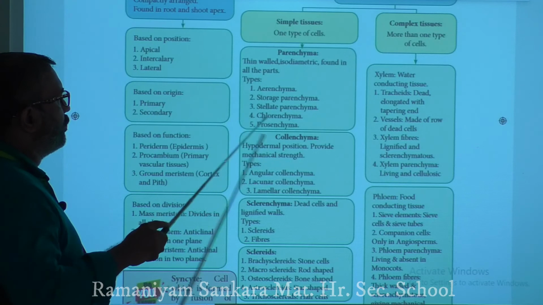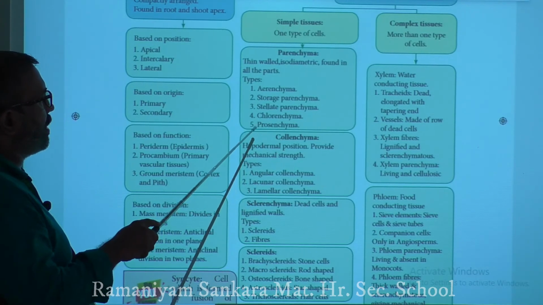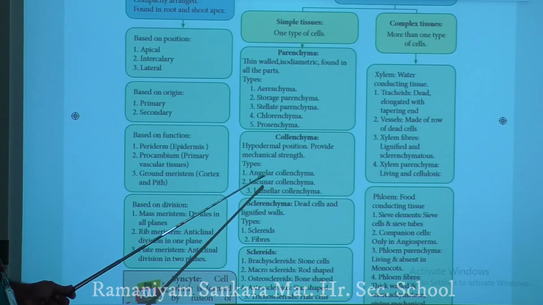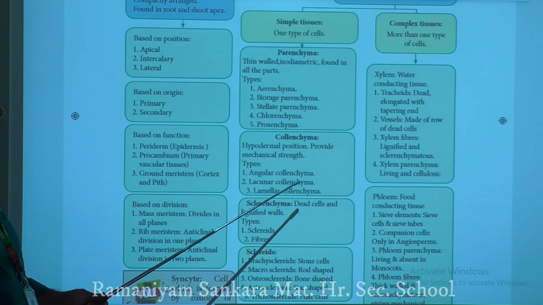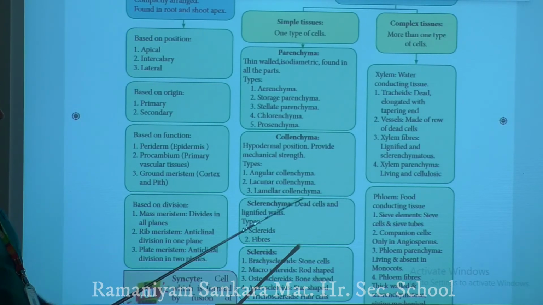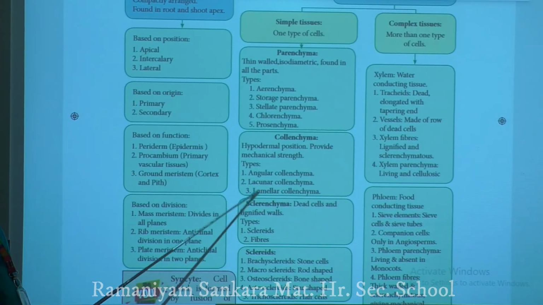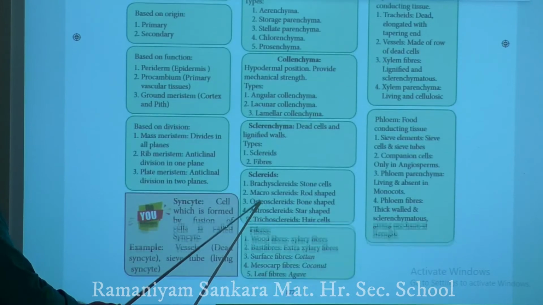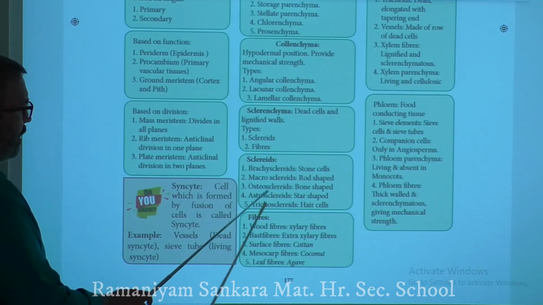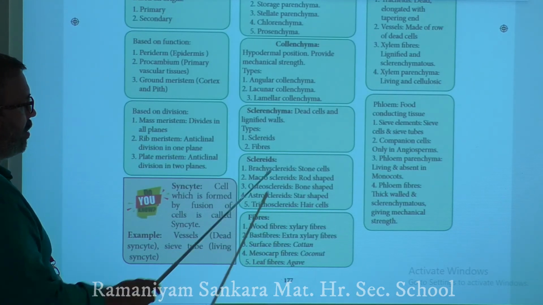Parenchyma has five types: storage parenchyma, stellate parenchyma, chlorenchyma, prosenchyma. Collenchyma has three types: angular collenchyma, lacunar collenchyma, laminar collenchyma. Sclerenchyma has dead cells and lignified walls. They are of two types: sclereids and fibers. Sclereids have five types: brachysclereids, macrosclereids, astrosclereids, trichosclereids. They are very important.